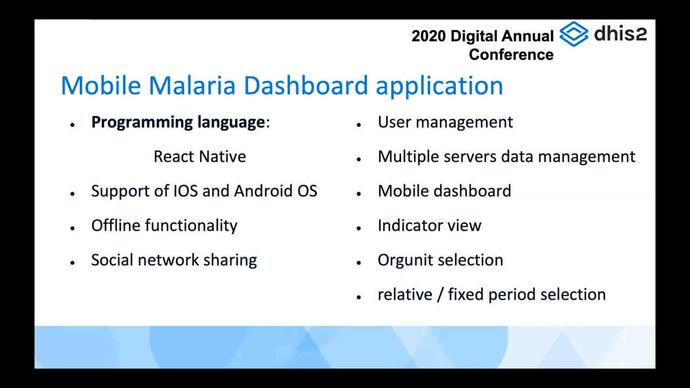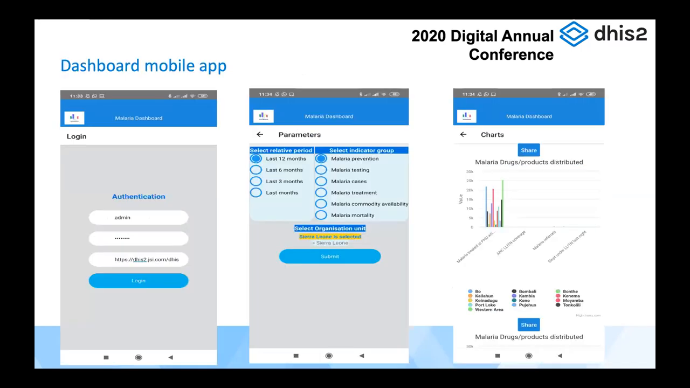So with the mobile app, this is how it presents itself. It's an app that allows you to connect to any DHIS2 instance that already has the web app installed. And it can also manage several servers. You have access to all the data sets here, and then you can select your org unit. And when you submit, the data will actually load and design the dashboard.